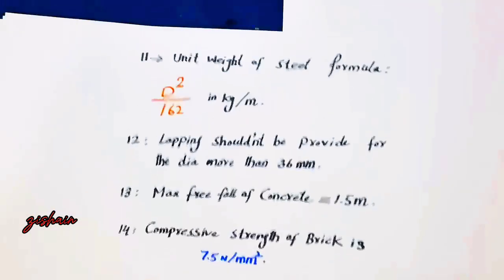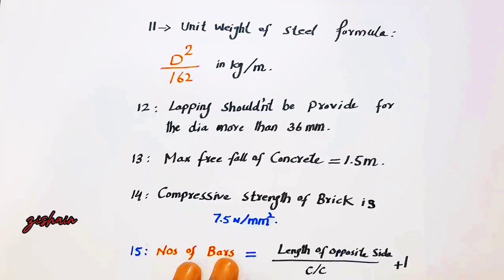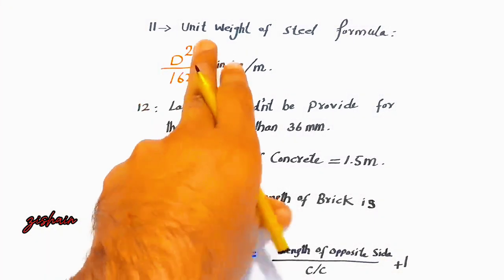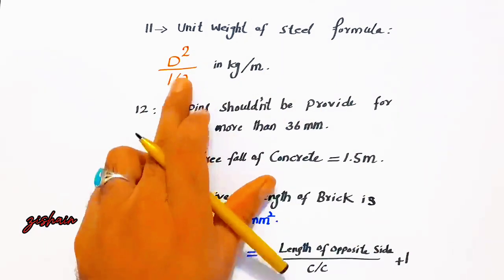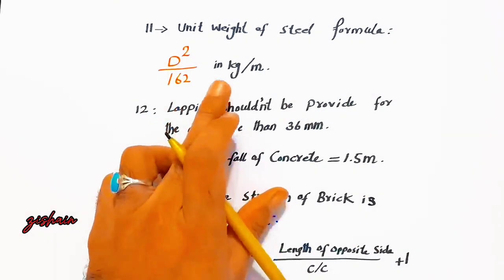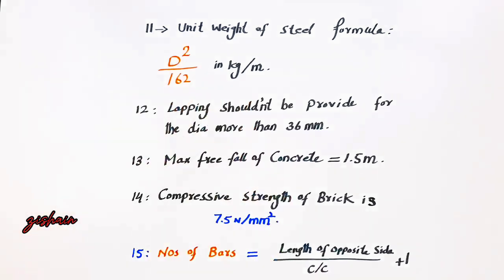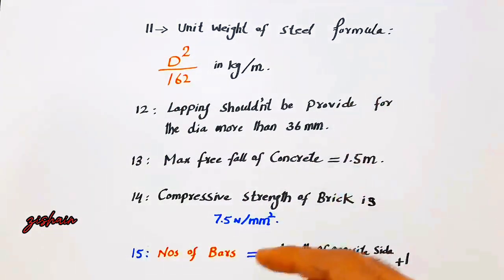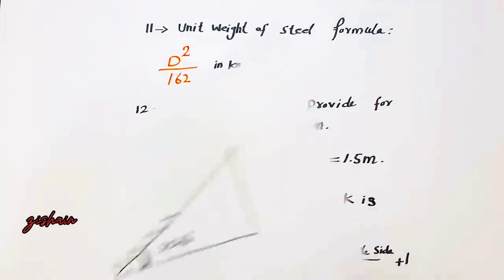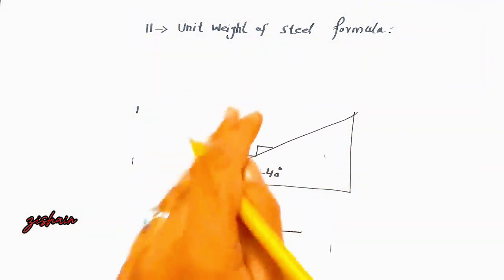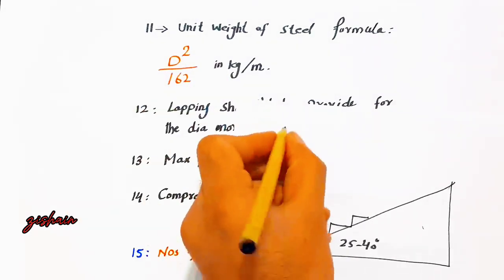Guys, the 11th one is unit weight of steel. The formula is D square divided by 162 in kg per meter. This is the weight of steel for 1 meter. So how can you find the total weight of steel? Remember, D should be in millimeter.